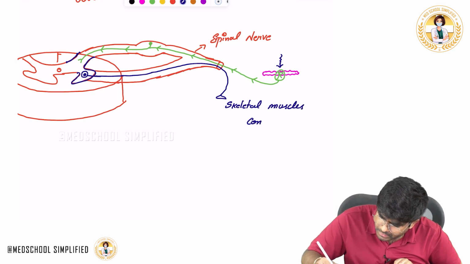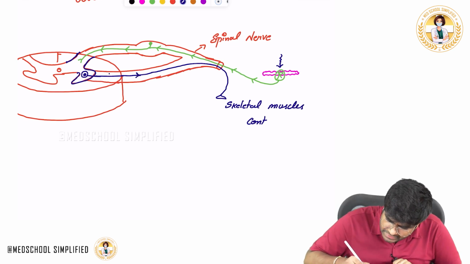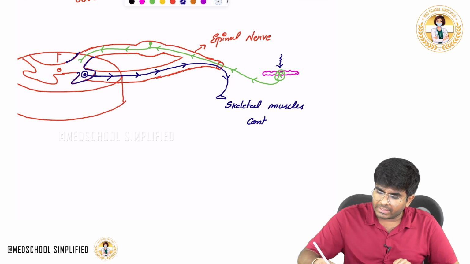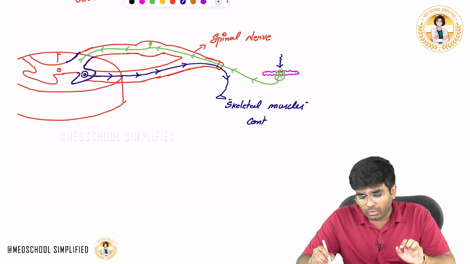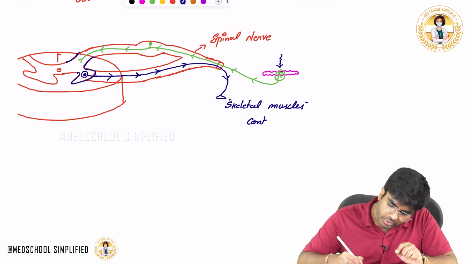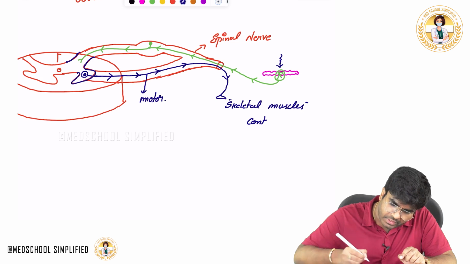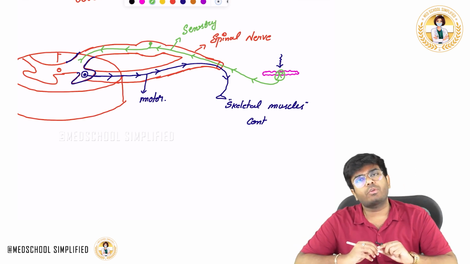Helps in contraction of that skeletal muscle. So this motor neuron is an efferent. It is coming out of the central nervous system and it is causing the contraction of the appropriate muscles. So this blue color neuron which I am showing here, this is a motor neuron. This green color neuron which I have shown here, this is a sensory neuron. So, sensory neuron, motor neuron.